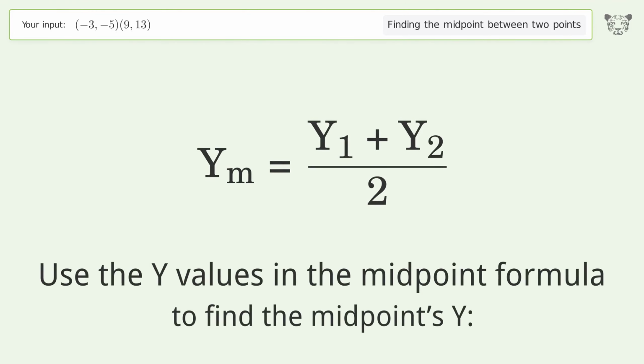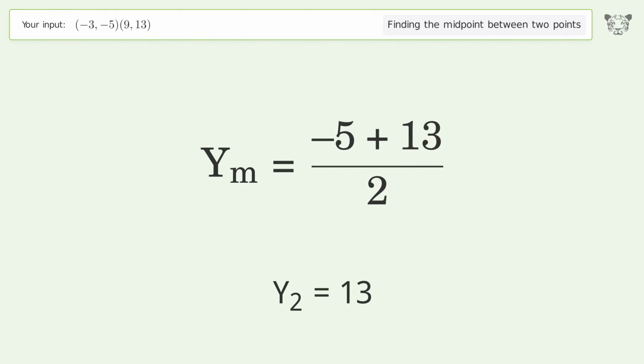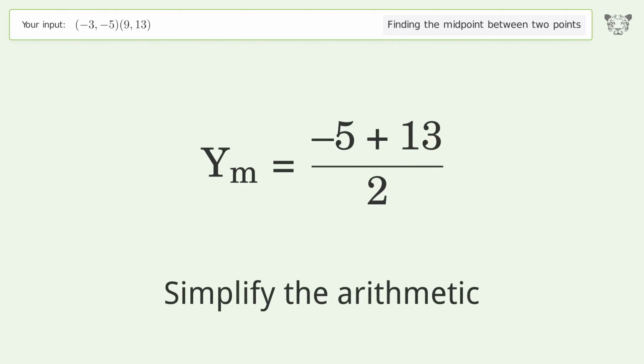Use the y values in the midpoint formula to find the midpoint's y. y1 equals -5. y2 equals 13. Simplify the arithmetic.